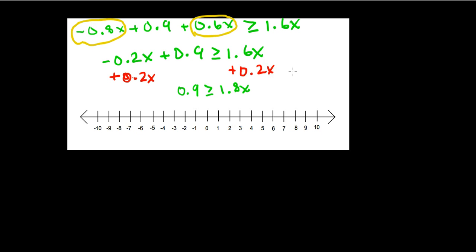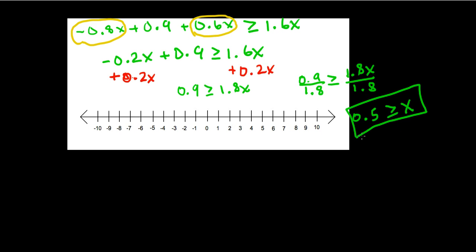Now we can isolate the x by dividing both sides by 1.8. When you divide the right side by 1.8, you get 1x, and when you divide the left side by 1.8, you get 0.5. So we have 0.5 ≥ x. And if we read it the other way, x ≤ 0.5. So let's find 0.5 on our number line. Put a dark circle because it is less than or equal to, and because it's less than or equal to, the arrow is drawn to the left.